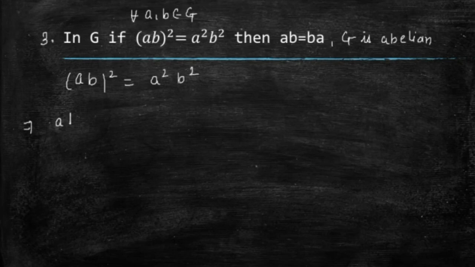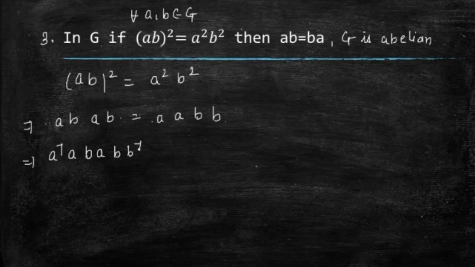You just write the definition here. What is (ab) squared? We are operating ab with itself, right? Similarly, what is a squared? a star a, and b squared is b star b. Next step, you operate a inverse on the left side of the equation and b inverse on the right side. So this is a inverse a b a b b inverse equals a inverse a a b b b inverse. So basically to both the sides I operated with a inverse on the left and b inverse on the right.